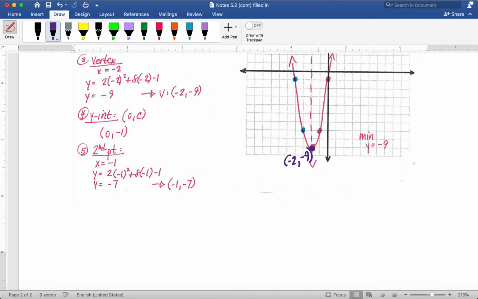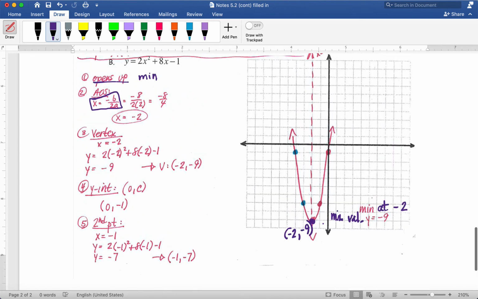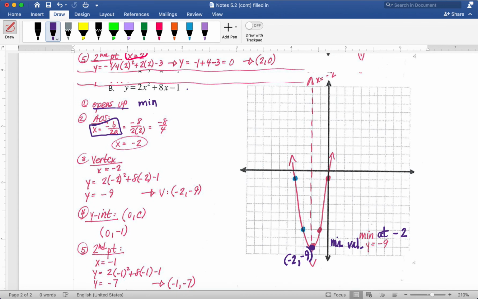Folks, this is the minimum point. The min happens at -2. The min value is -9. Okay, and again, you're just going to do substitution. You know, this 2, this 8, and this -1 are my a, b, and c. I need the b and the a to substitute, to put into the formula to find the axis of symmetry and the x value of the vertex.